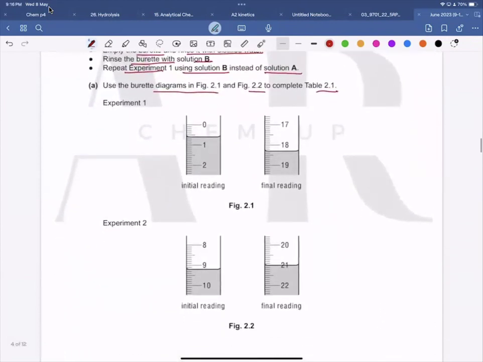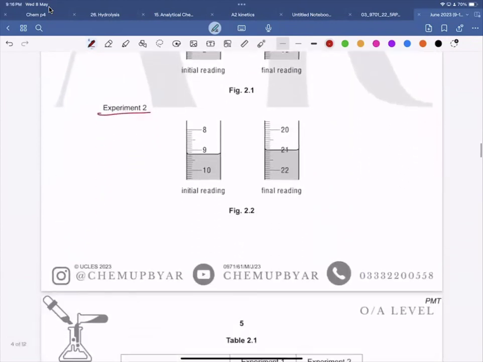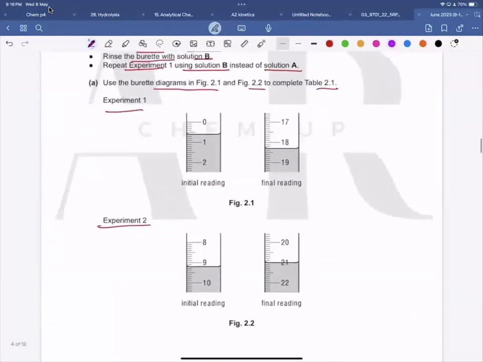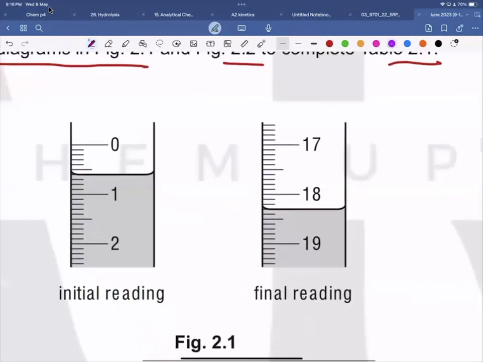So that is for experiment 1 and that is for experiment 2. With experiment 1, the final burette reading, if you see, is 18.3 and the initial burette reading is 0.7, right? No, 0.6.